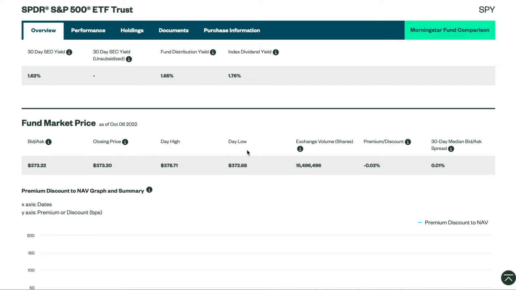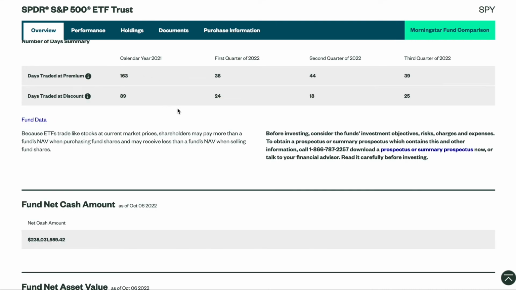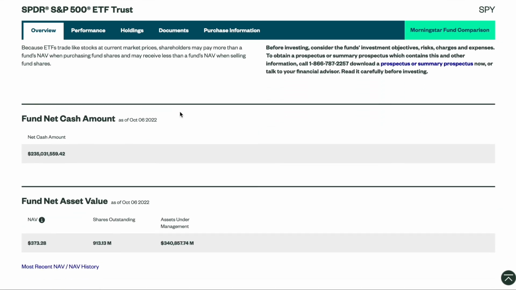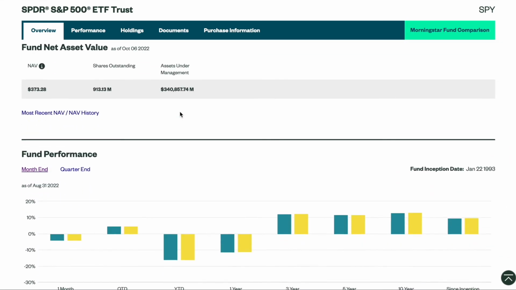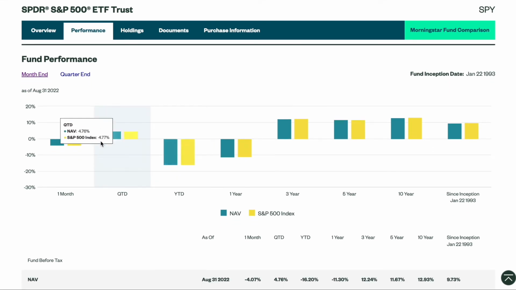Right now I'm recording this on the weekend, so the market is closed, but that was the high and low on that day. And there's that premium discount. Days traded at the premium, days traded at the discount. So the days it was trading above that net asset value, days it was trading below that net asset value. And there's the fund net asset value. You got fund performance, so you can see how it's been performing.